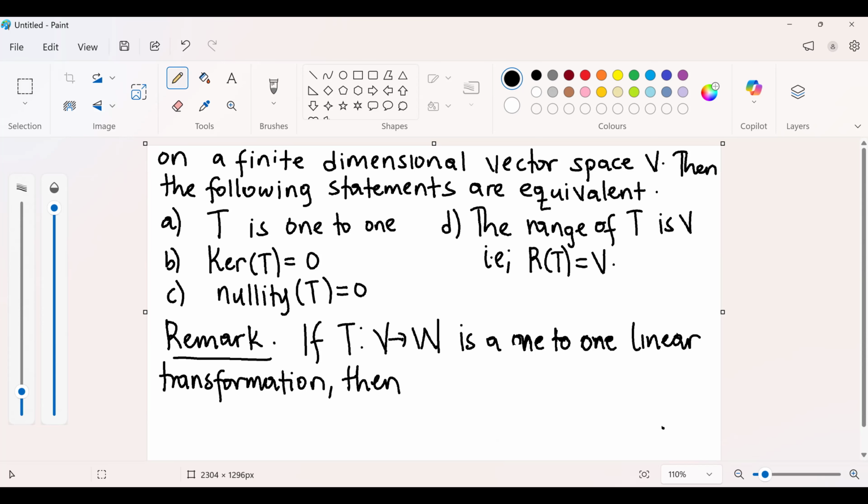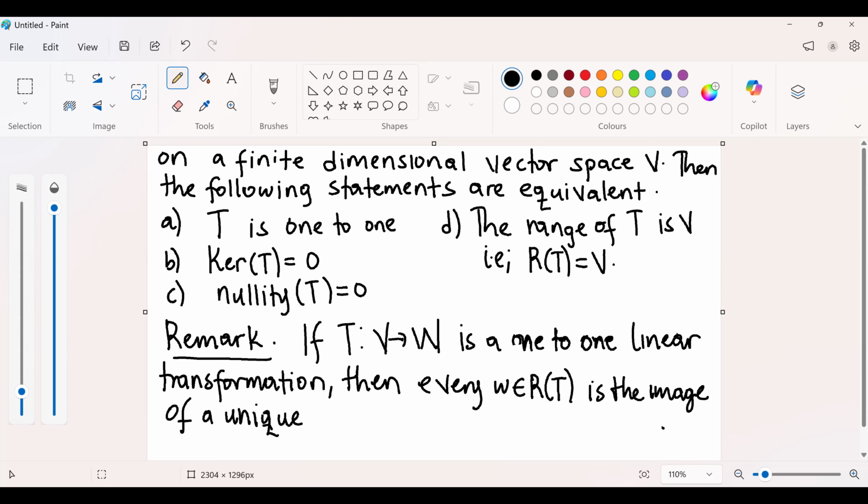If T is a one-to-one linear transformation, then every vector W in RT, in the range, is the image of a unique vector V in V. That's what I was emphasizing. One for one means that each and every W in the image is coming from a particular V.